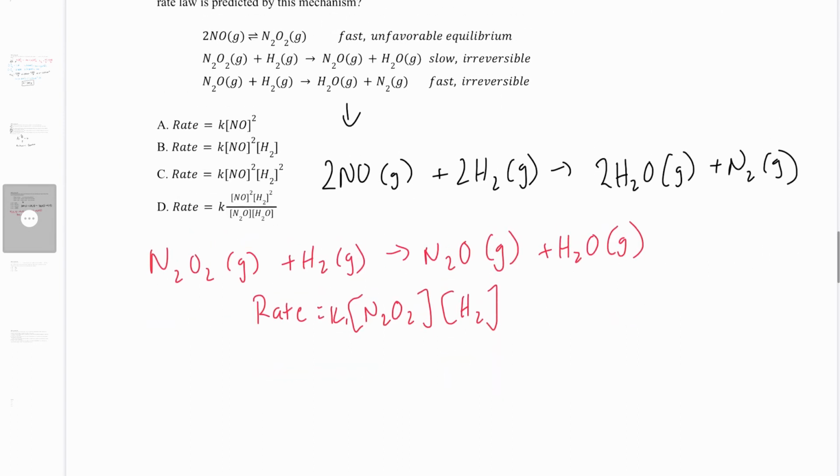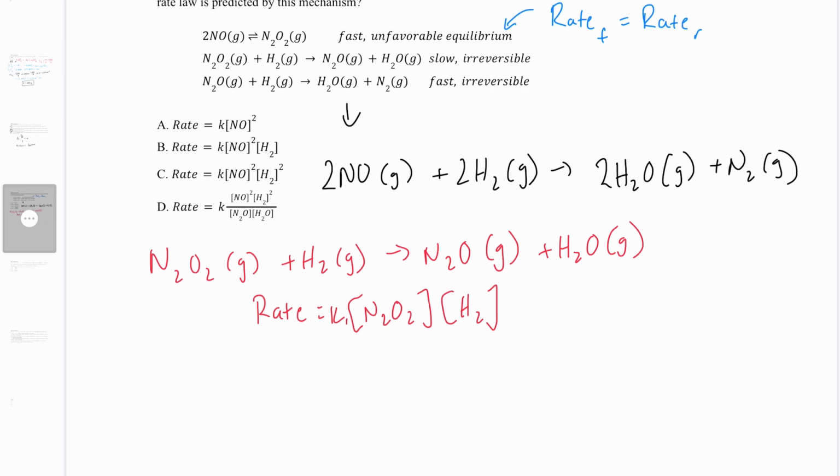You have to look at your equilibrium step. The point of the equilibrium step is that the rate of your forward reaction is going to equal the rate of your reverse reaction. And the fact that it's fast means that that's not going to be your overall rate law. And the fact that it's equilibrium tells you that the forward reaction and the reverse reaction happen at the same rate. So we can use that to our advantage.